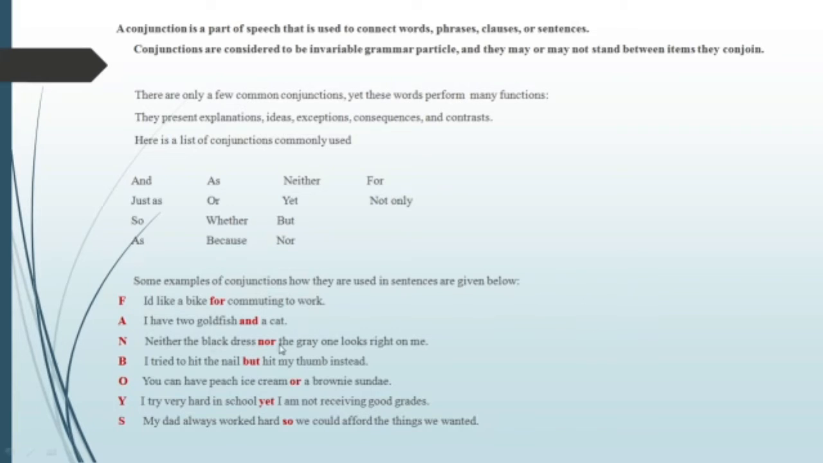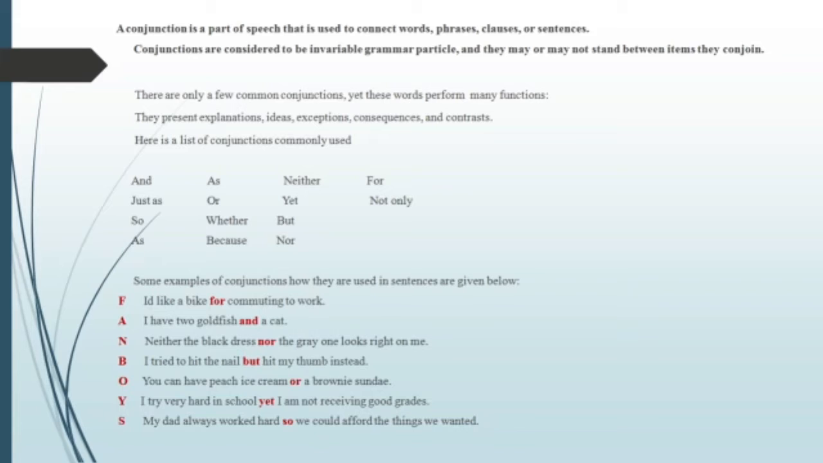Neither the black dress nor the gray one looks right on me. So again you have two choices. Neither you like the black dress nor the gray one. So for that reason you are using the conjunction nor to give a meaningful sentence. Then but is used in contrast, like I tried to hit the nail, but what happened? But hit my thumb instead. Okay, so we have two contrasting things happening. You tried doing something, but the other thing happened unexpectedly.